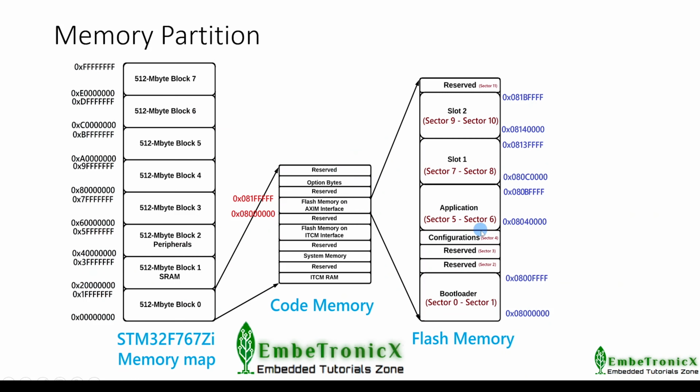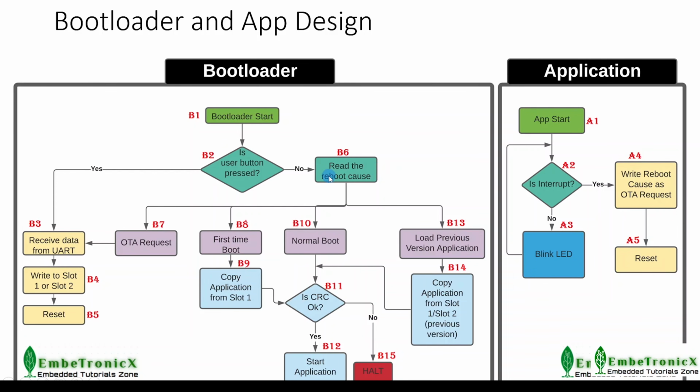I told you that I have allotted 128 KB for configurations. There I will write the reboot cause whenever I reset in a special condition. For example, the very first time it will have some default value. That means it is the first time boot. It copies the application from slot 1 and verifies the CRC. If the CRC verification is successful, then it starts the application. If it has failed, that means some memory got corrupted or someone has changed the application, right? So in that case, we will stop and not run the application.